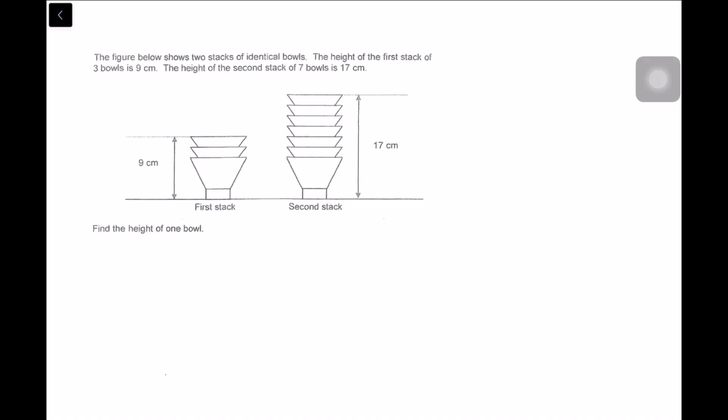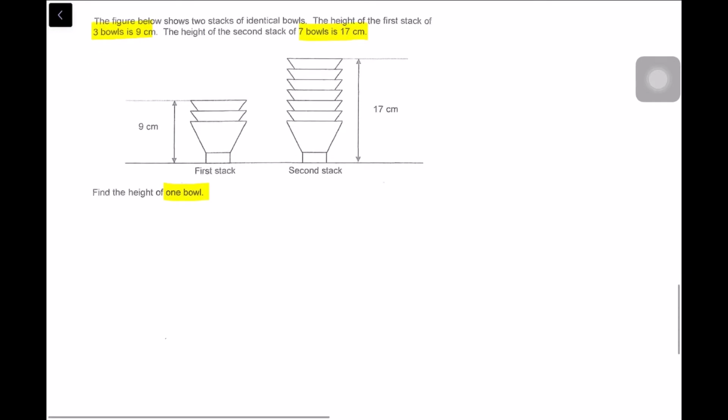The figure below shows two stacks of identical bowls. The height of the first stack of 3 bowls is 9 cm, and the height of the second stack of 7 bowls is 17 cm. Find the height of one bowl. So let's get started with annotating the question. We know that the first stack of 3 bowls is 9 cm and the second stack of 7 bowls is 17 cm, right? So to solve this, let's go about it by the modular method.